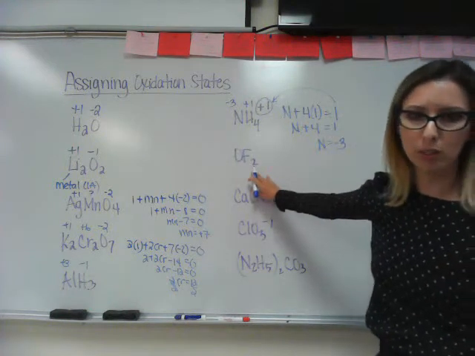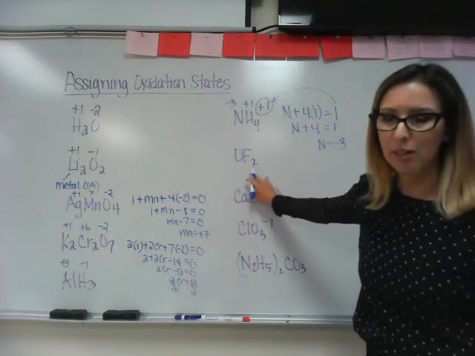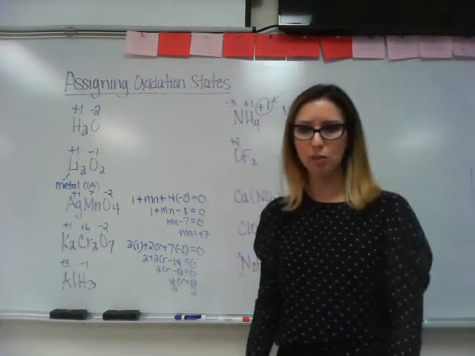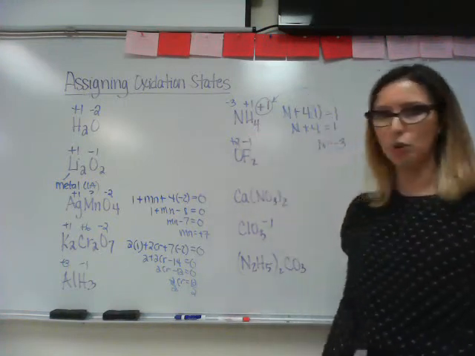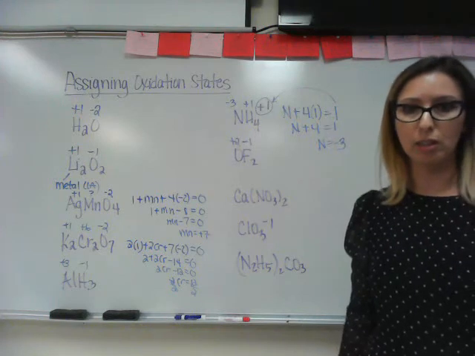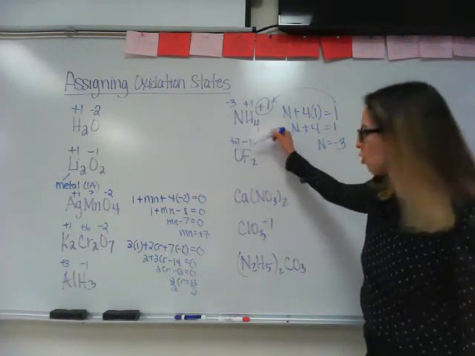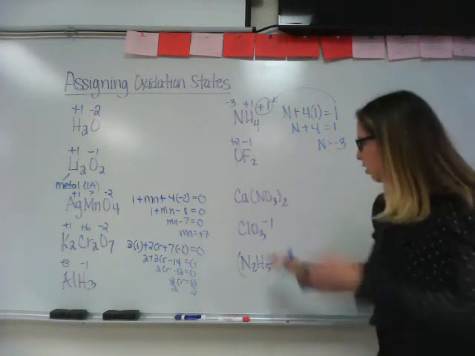OF2. This is one of those examples where oxygen is not going to be a -2. Oxygen is going to be the opposite, which is a +2. And then fluorine, which is in group 7A, is more electronegative. It has the same oxidation number as its usual charge, which is a -1, because a +2 and a -2 have to add up to 0.